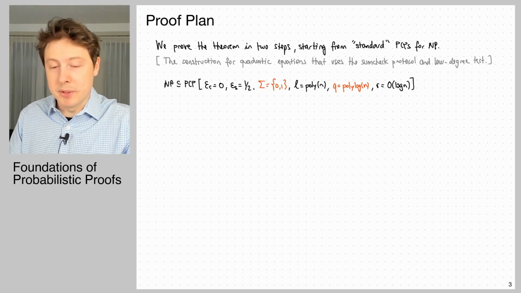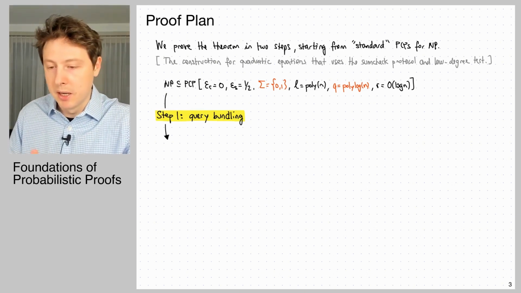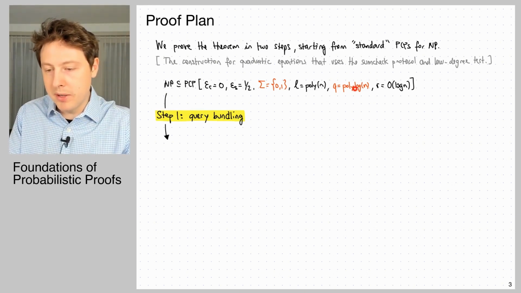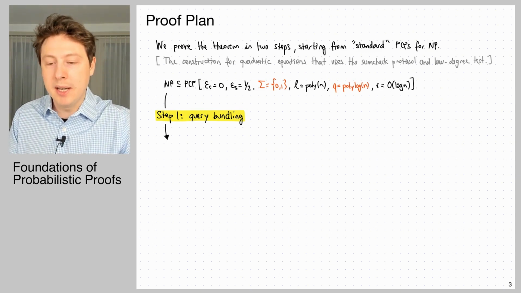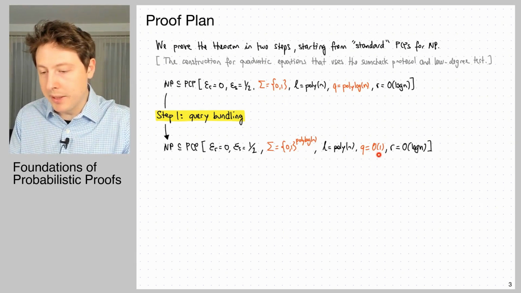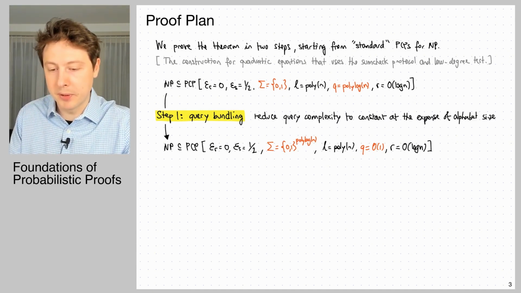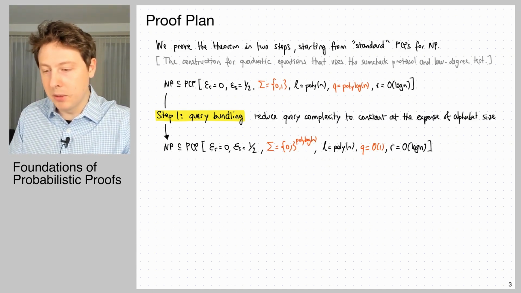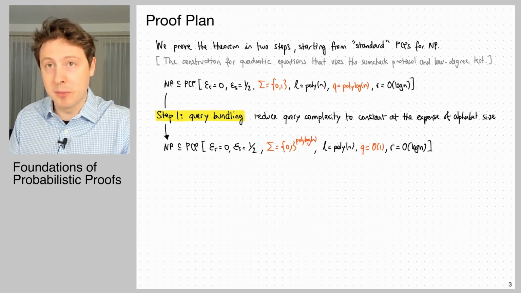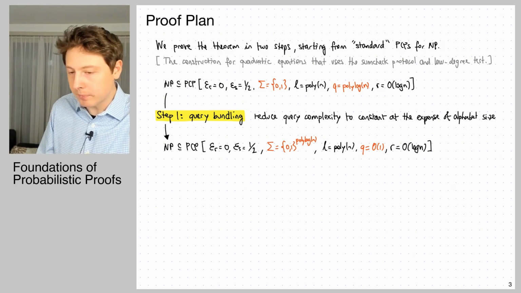So we have two steps. The first step is going to consist of something called query bundling. Essentially, we're going to take the queries and put them all in the alphabet. You see what happened here: we took the queries and put them up here in the alphabet size, and we're getting constant query complexity. But now we have a large alphabet. So we're reducing query complexity to constant at the expense of alphabet size. This step is called query bundling.